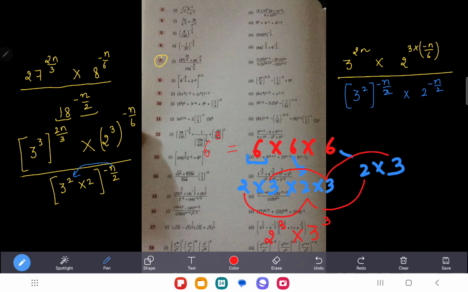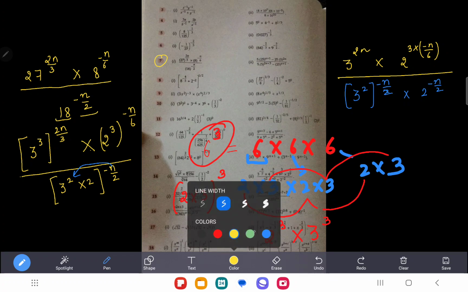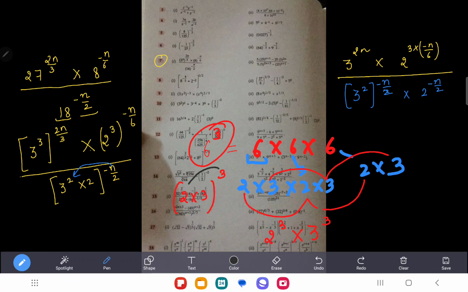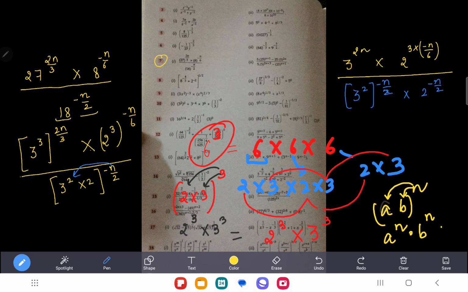If I have 6 cube, the cube is outside. Let me write it down. 6 is 2 times 3. So let me bring this power to both of them. It is going to become 2 times 3 raised to the power 3. Are you understanding? Yeah, I understand. So if I have AB raised to the power n, the n power goes on the head of A, and that power also goes on the head of B. So it becomes A raised to the power n into B raised to the power n.